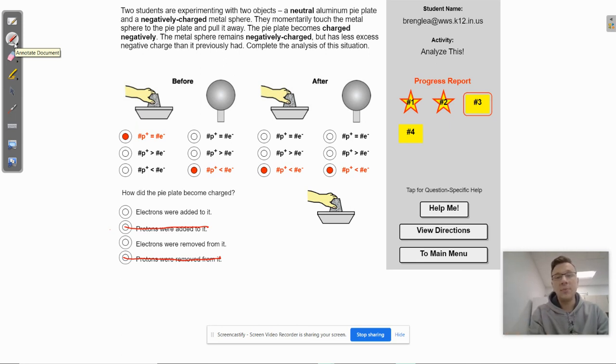So the only way for that to happen is if there are electrons that are transferred from the sphere to the pie plate. Okay, it has to gain electrons here. So if the sphere was initially negatively charged and then it loses electrons, this is just implying that it does lose some electrons, but it doesn't lose enough to make it neutral or to make it positively charged. It just loses a few electrons. They go over to the pie plate. The pie plate becomes negatively charged because it was initially neutral. Okay, so how did the pie plate become charged? Electrons were added to it.